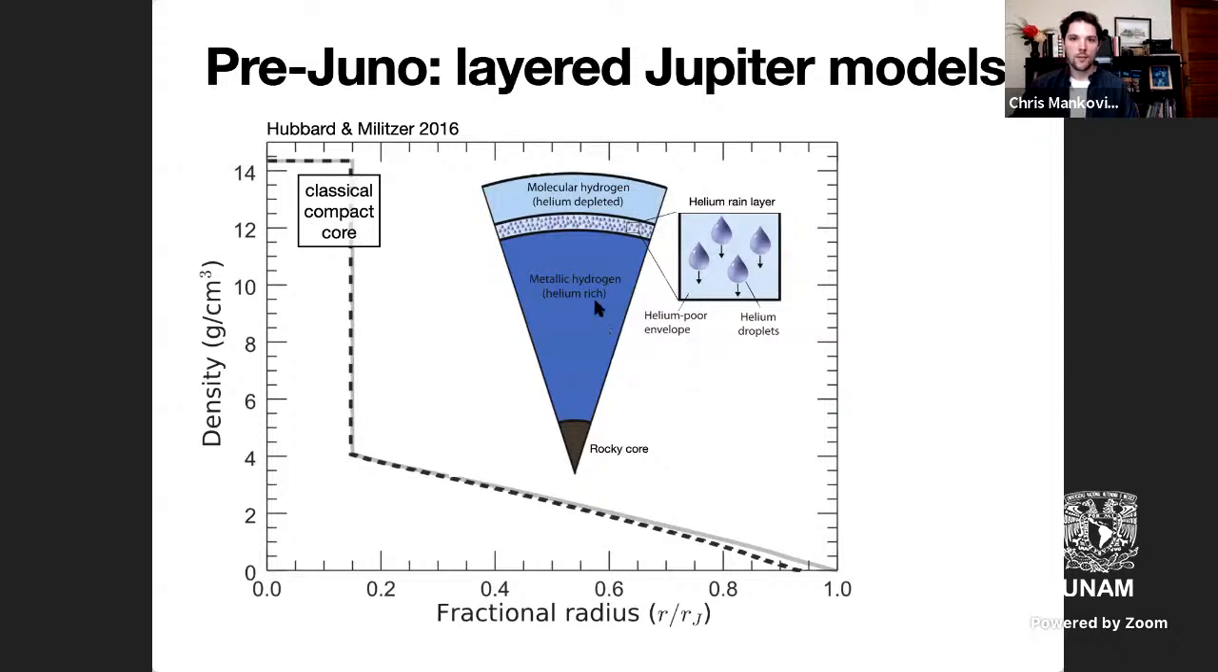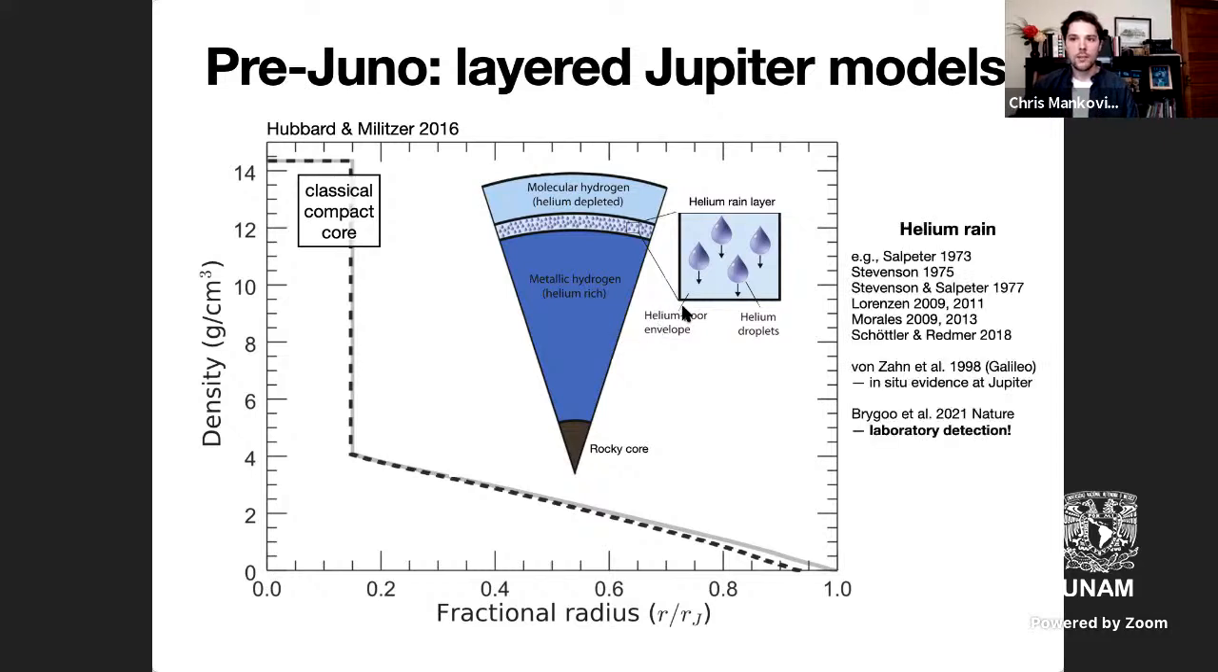And so helium and fluid metallic hydrogen are not perfectly miscible. And it turns out that Jupiter is so cold that this phase separation between hydrogen and helium is happening. And there's a lot of evidence for that, both from first principles physics and also from an in situ measurement of the helium abundance in Jupiter's atmosphere that was given by the Galileo entry probe.